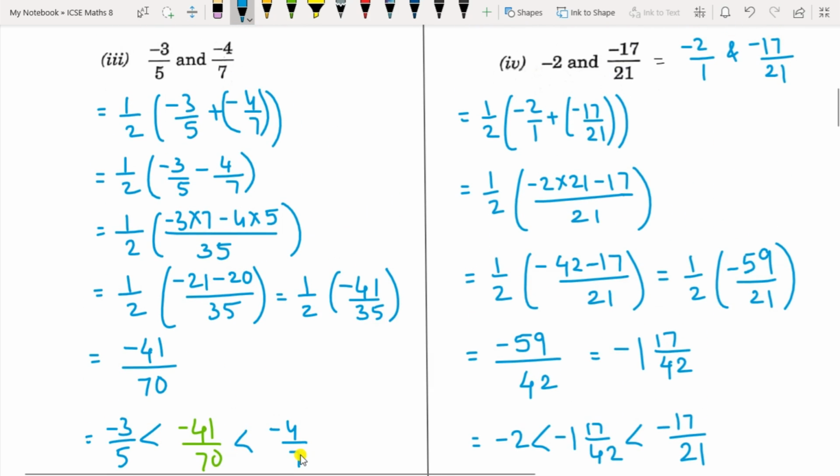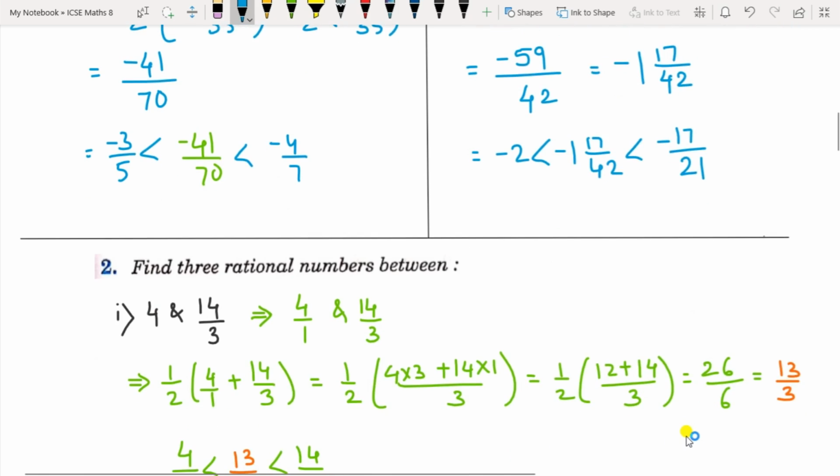And this is the last one that I have done. It is minus 2 and minus 17 by 21. Minus 2 means minus 2 by 1 and minus 17 by 21. Find the LCM and solve it, and you will get minus 59 upon 42. Convert it into a mixed fraction, that is 1 whole 17 upon 42. So this is the arrangement.